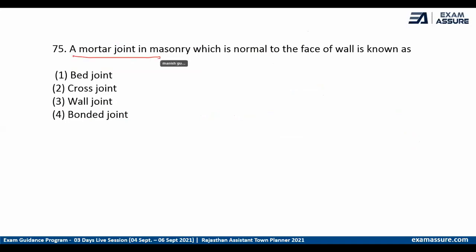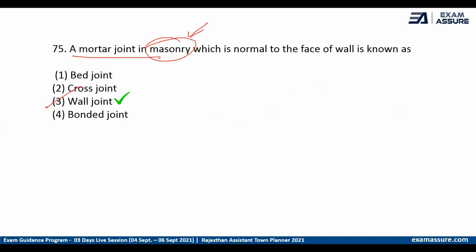The mortar joint in masonry is normally on the face of the wall. This is a very common question in construction. You should have a basic knowledge of masonry construction. Please read about the masonry construction. This is a very common question.